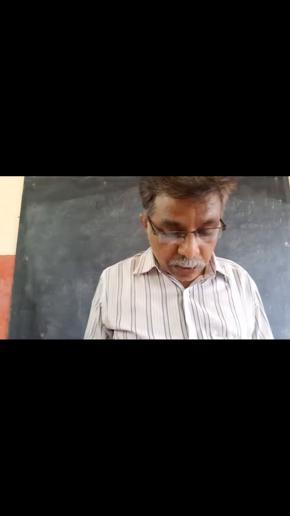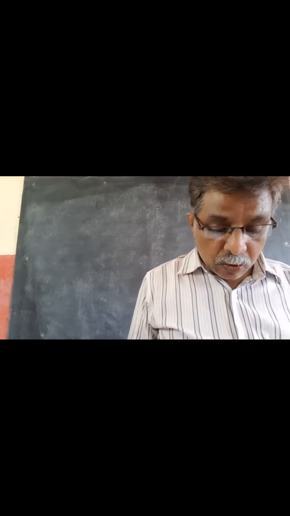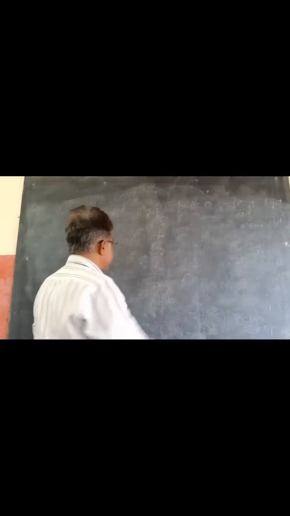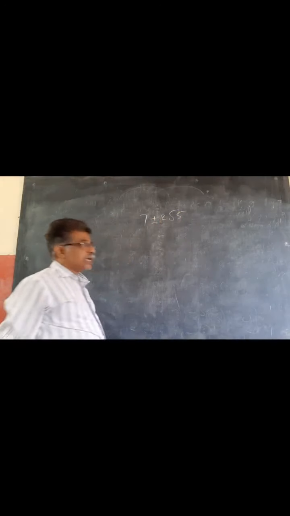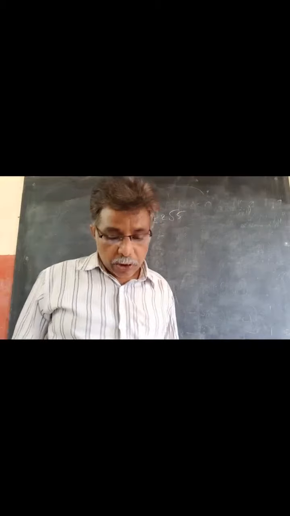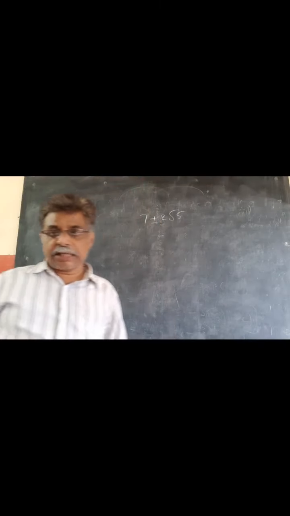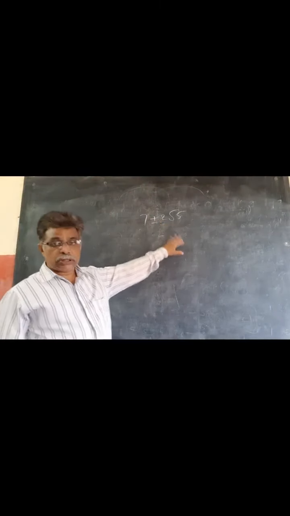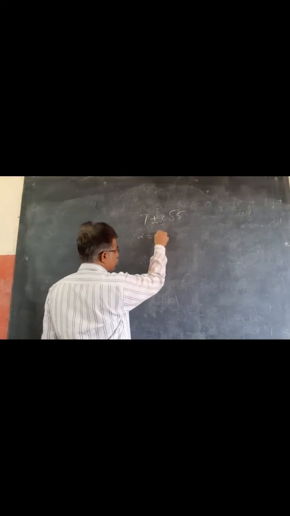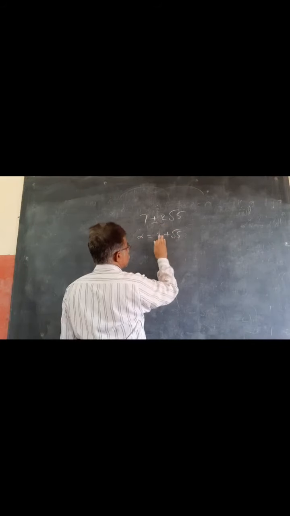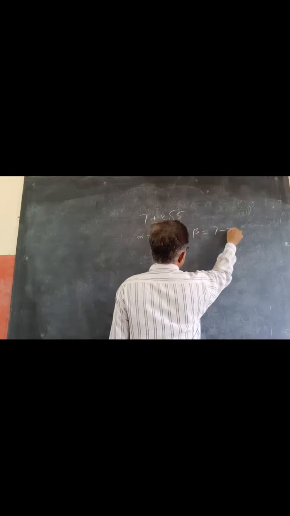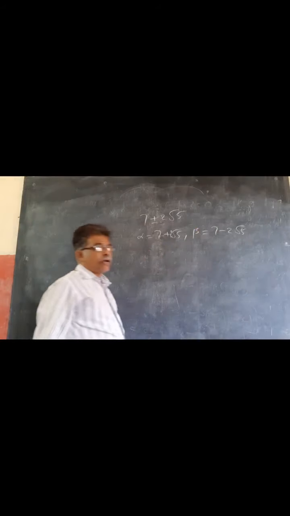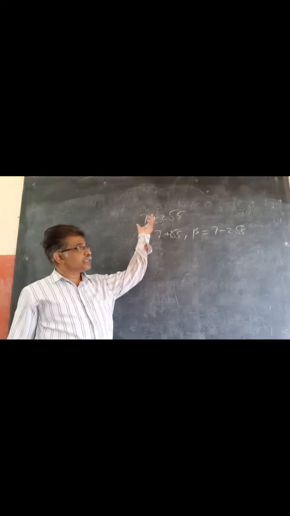Next, a 2 marks important question. Find the quadratic equation whose roots are 7 plus or minus 2 root 5. Whose roots are 7 plus or minus 2 root 5, means there are two roots. One is alpha equal to 7 plus 2 root 5, and the other is beta equal to 7 minus 2 root 5. Now I want the equation whose roots are these two.